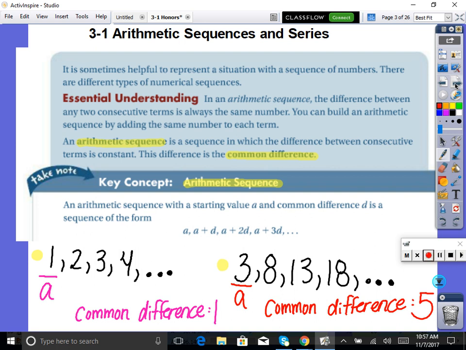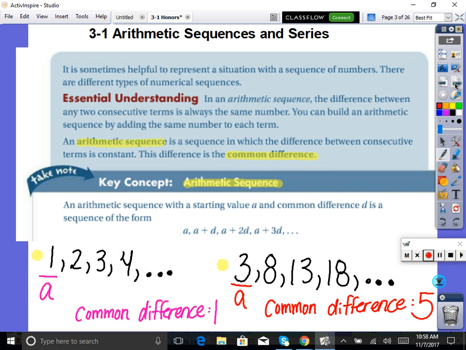So everybody, it's sometimes helpful to represent a situation with a sequence of numbers. Now, there are different types of numerical sequences. Not all of them are arithmetic. Not all of them are geometric. Some are just different than that. So we're going to be dealing with arithmetic sequences. A sequence of numbers, for example, 1, 2, 3, 4, is just a bunch of numbers in a sequence here.